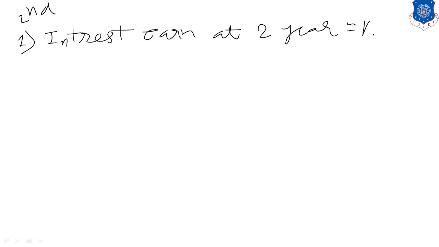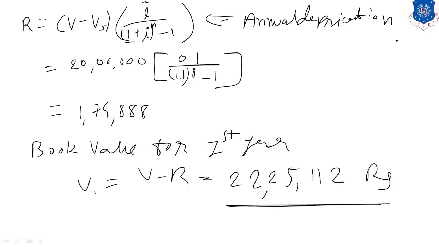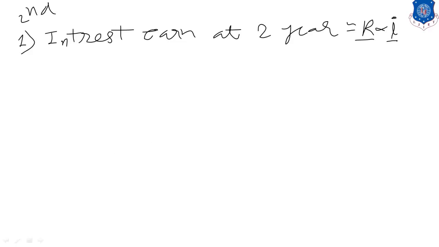That can be given by R multiplied by I. So annual depreciation multiplied by interest rate. As discussed in the description of the sinking fund method, we have to add compound interest in the sinking fund method. That's why we first calculate the interest earned at the second year. We are not going to calculate this interest in the first year, because there is no earned interest at the start of the year. So we have to calculate at the second year.